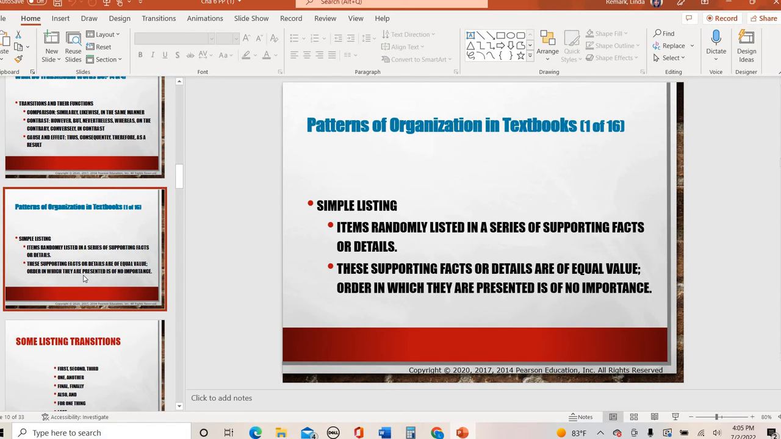All right, so let's start with our very first type of pattern or structure, simple listing. It's just exactly what it sounds like, listing. We do this probably on a daily basis.